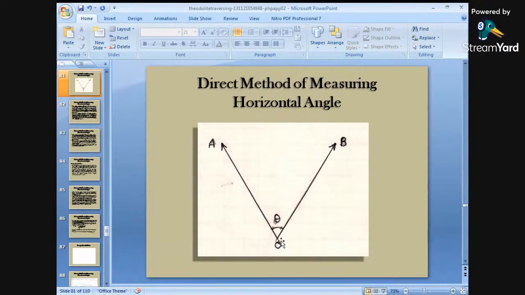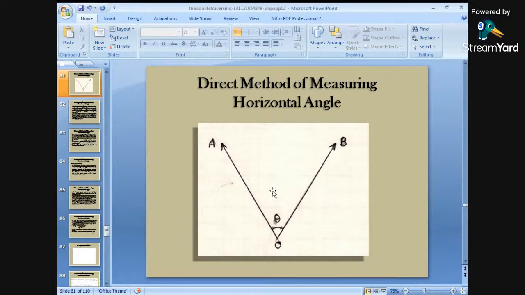Now, after performing your temporary adjustment, that is centering, leveling, all that, what you have to do is first fix the lower clamp and release the upper clamp. You need to turn the telescope and make the vernier exactly match with the zero. After that, the upper plate has been fixed. Now the lower clamp has been released and point A has been marked. Once point A has been bisected, you need to release the upper clamping screw. You need to turn the telescope so that it bisects point B, and then you can directly see the angle on your vernier scale. That will give you the correct horizontal angle.